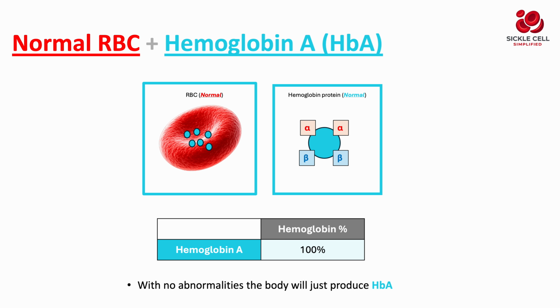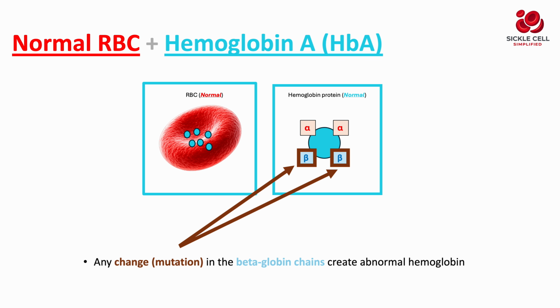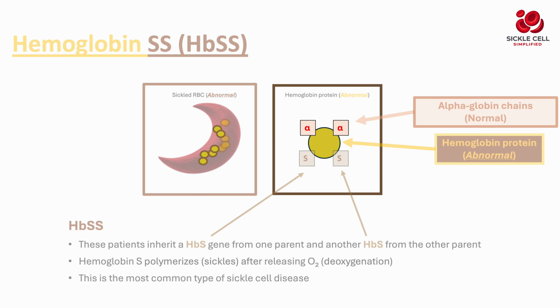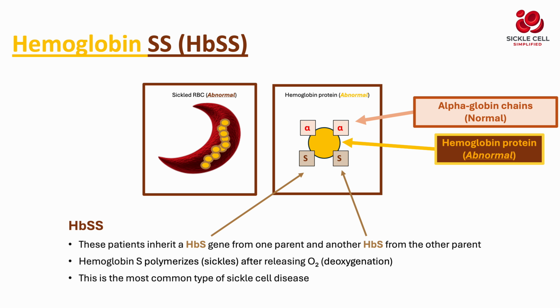With no abnormalities, the body will just produce hemoglobin A. Any change, also known as a mutation, in the beta globin chains creates an abnormal hemoglobin. So the first change that we're going to talk about is the hemoglobin SS change. And here, instead of the patients having 2 beta globin chains, they actually have one hemoglobin S gene from one parent and another hemoglobin S gene from the other parent.